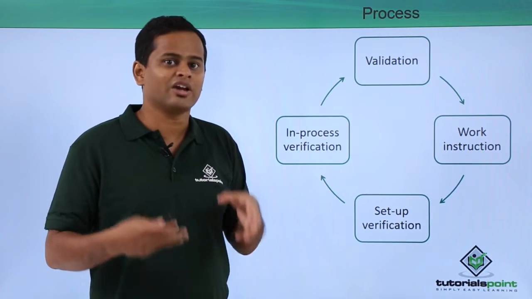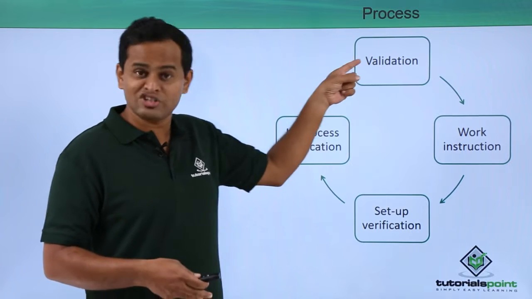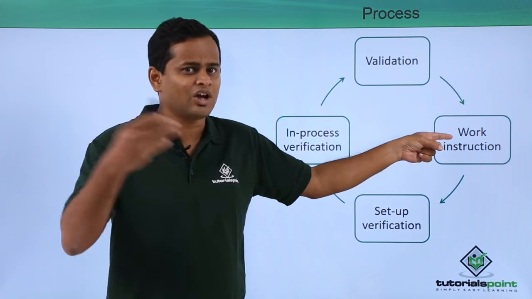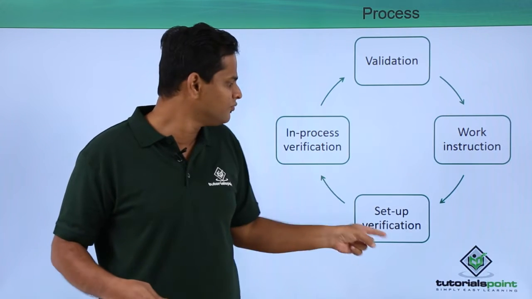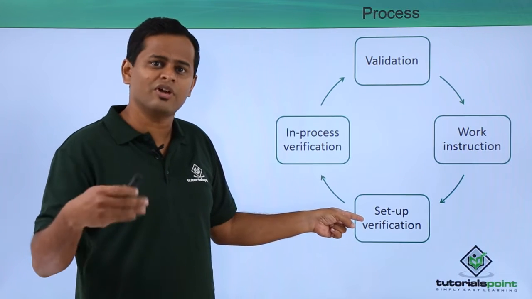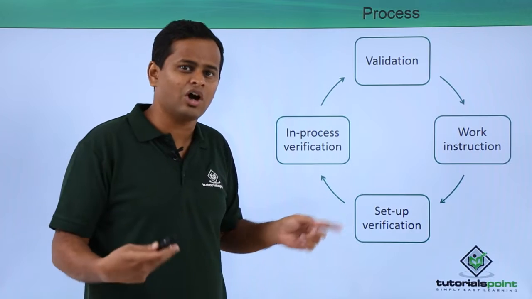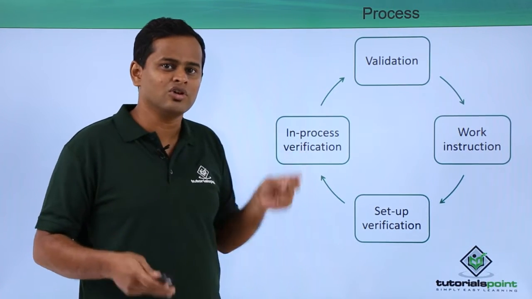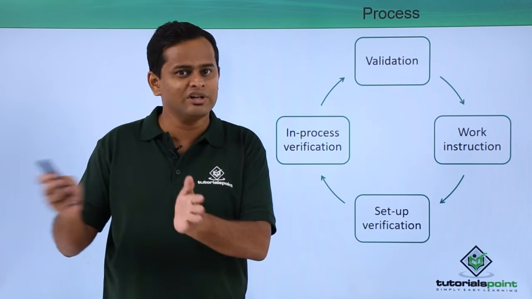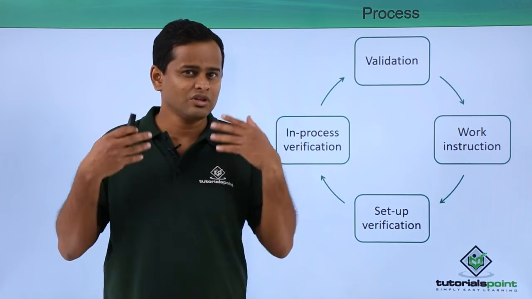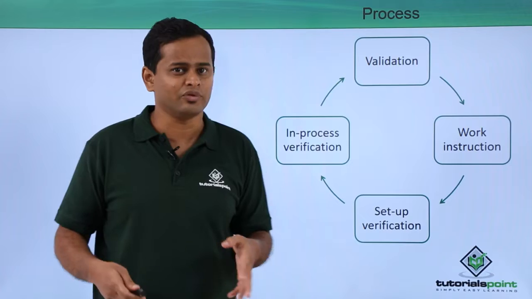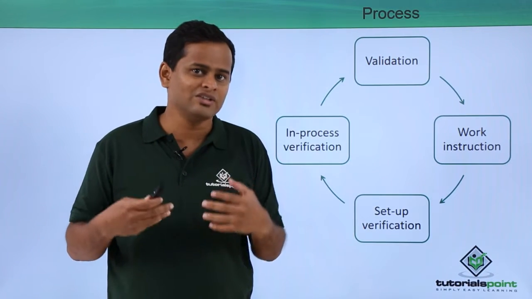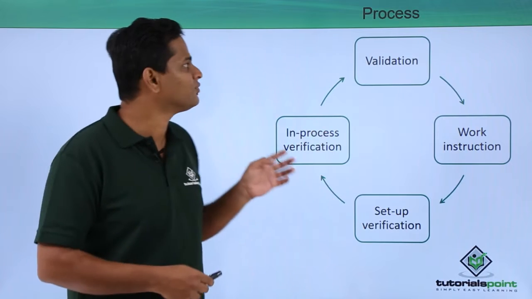Then we talk about the process. We need to have control through process validation, through the right work instructions on exactly how it has to be done. Then proper setup verification, meaning to start with how the process should be, and then at an in-process level also. Once the process is started, in the middle also it has to be managed from the quality point of view. All these things put together will help us in managing a particular process.